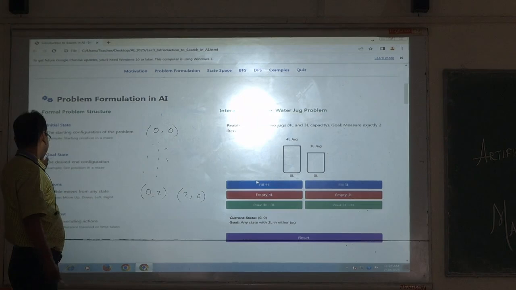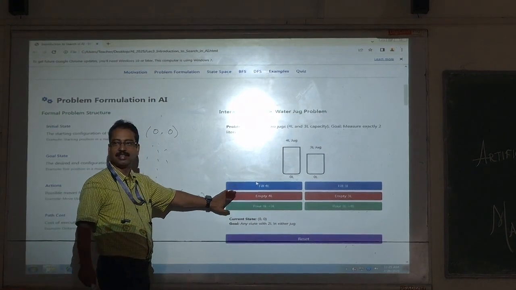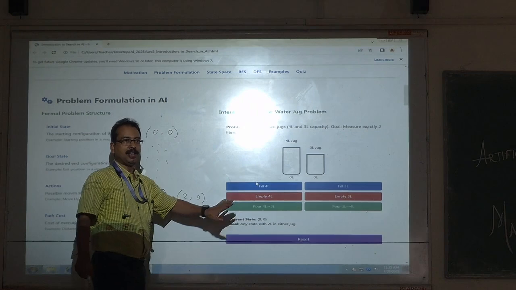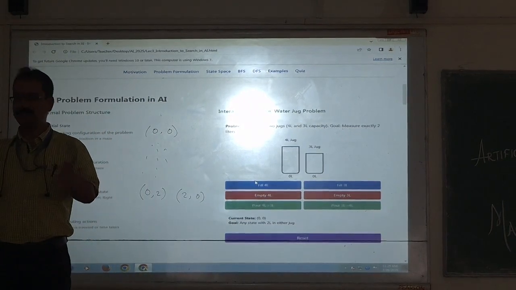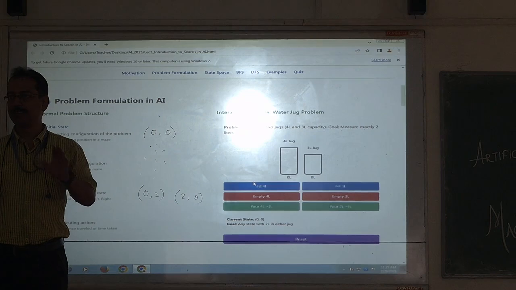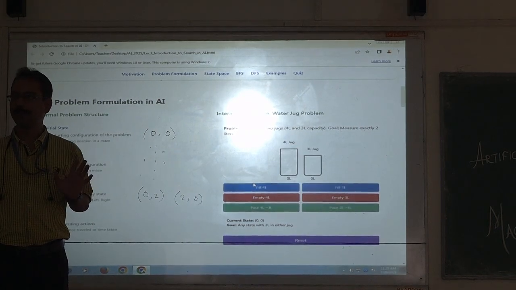Getting my point? So your initial state is this, your goal state is either of these. Now, what are the possible actions? These are the possible actions. 6 actions you can perform in any order. And if I talk about the cost, cost means the more number of steps you take to come to your goal, that is the cost. Is the problem formulation clear to all of you?